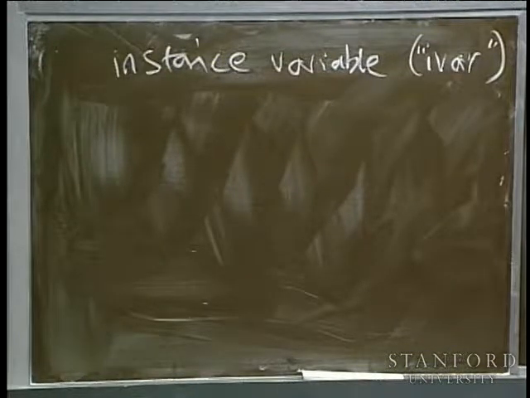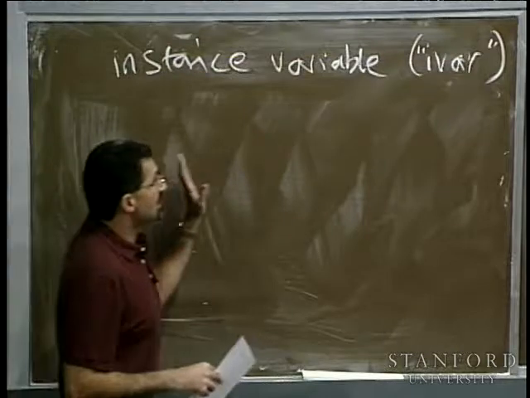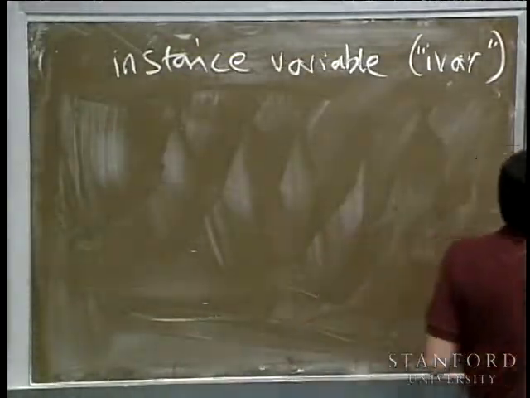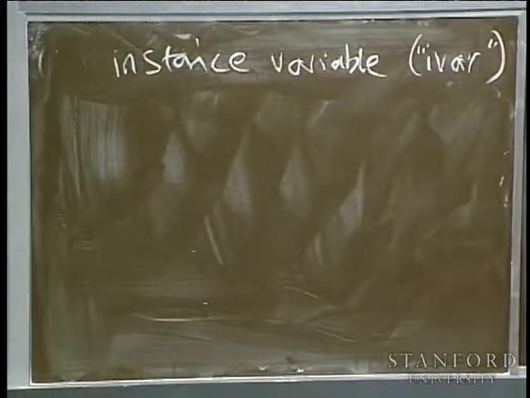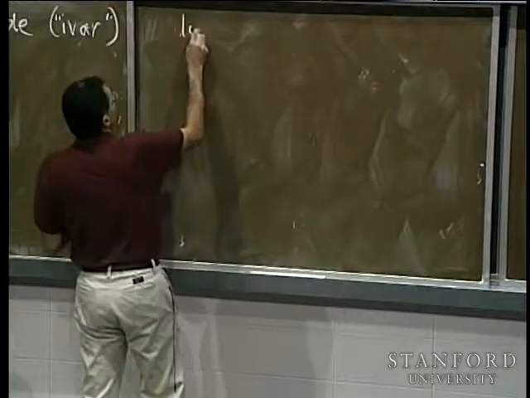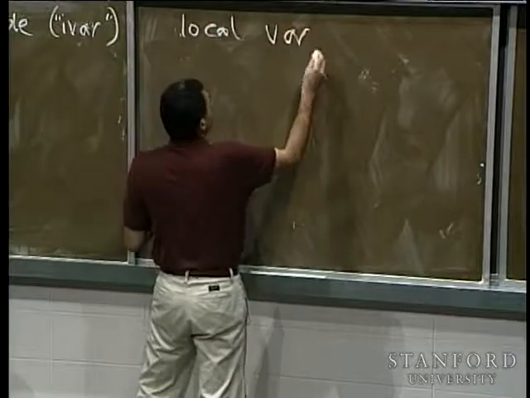So all methods can refer to the same variable. Now, let's contrast the notion of an instance variable with a local variable in terms of how they're declared, how we use them, what's going on, why we use them. So here's instance variable over here. Here's local variable over here, which I'll just call the local var.